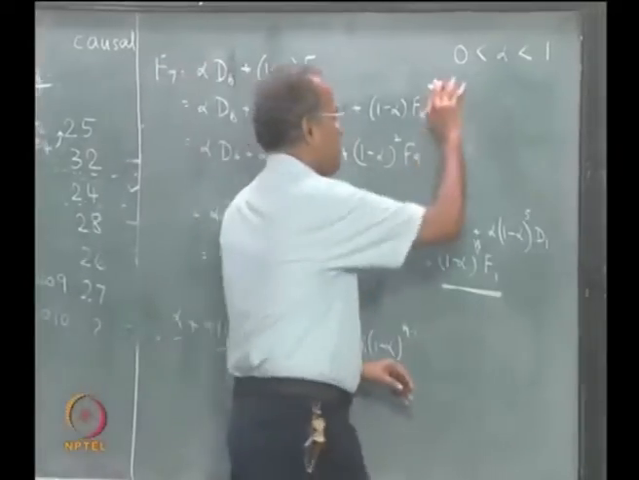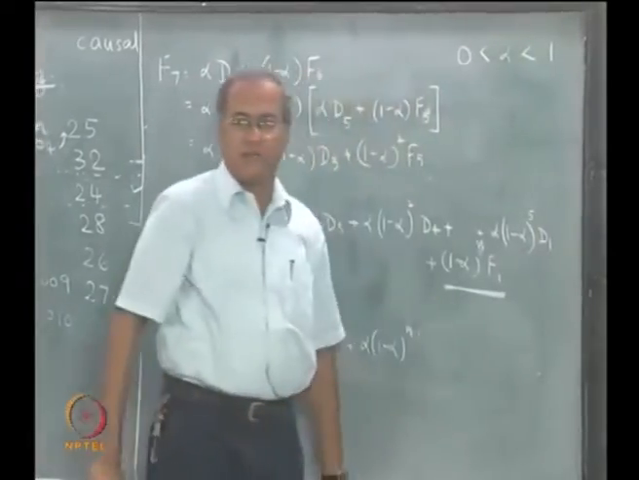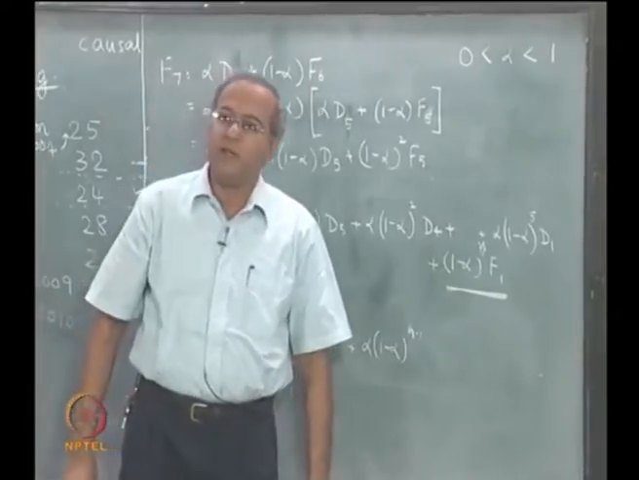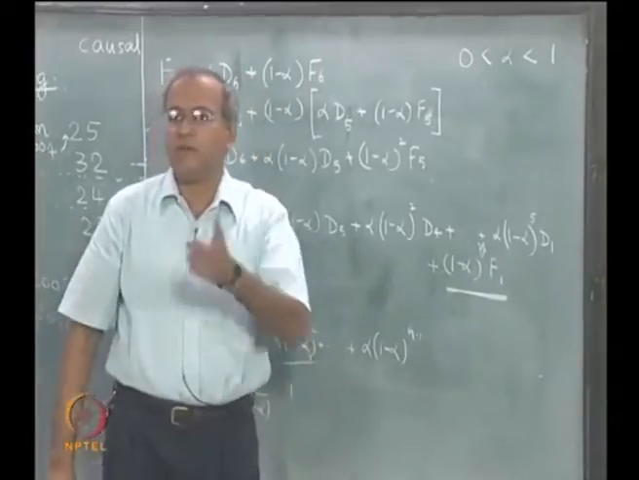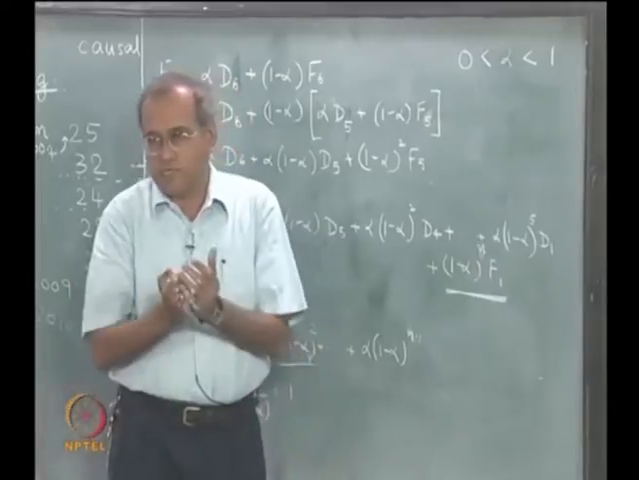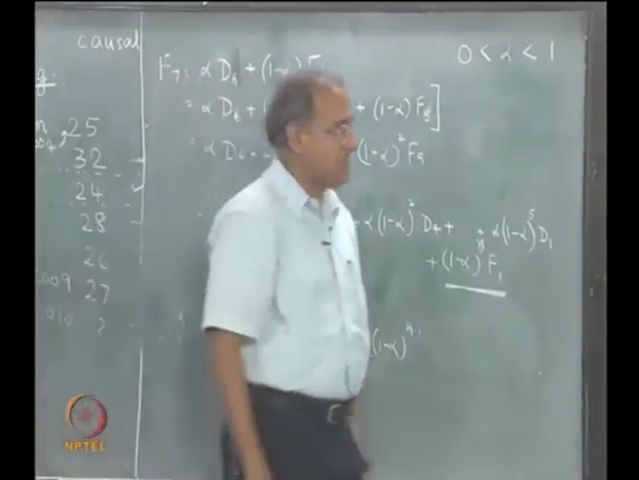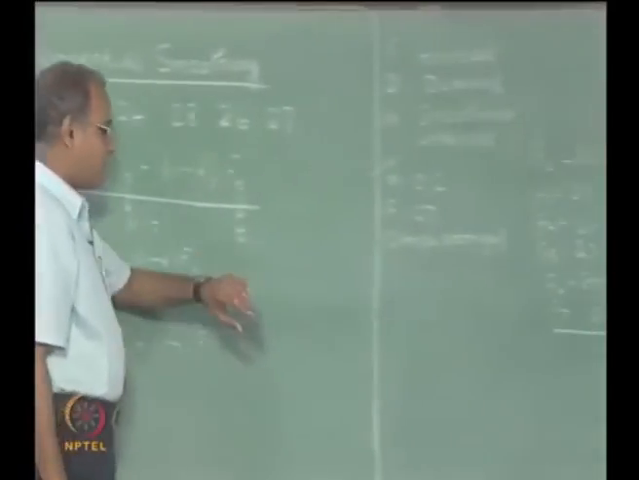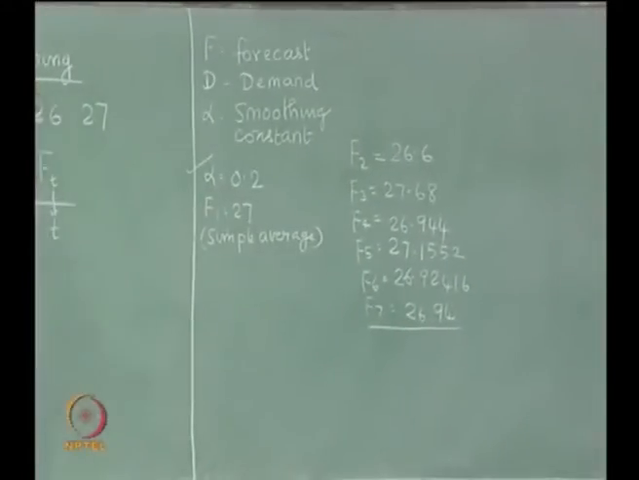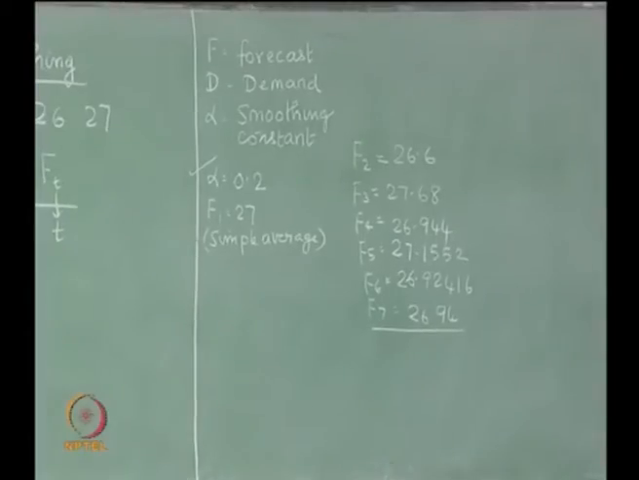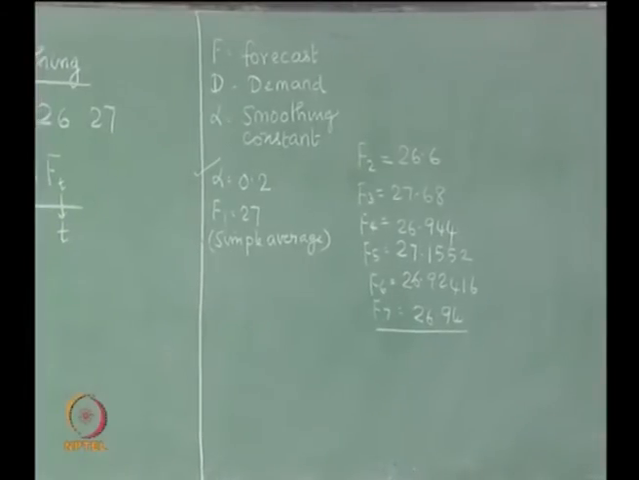Now, having agreed on the fact that alpha has to be between 0 and 1, what should be the value of alpha? Should alpha be small or should alpha be large? In this example we have taken alpha equal to 0.2. So, we have taken alpha as a smaller value and not as a larger value.